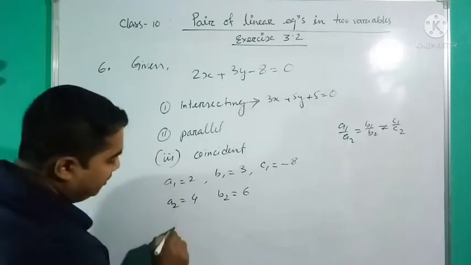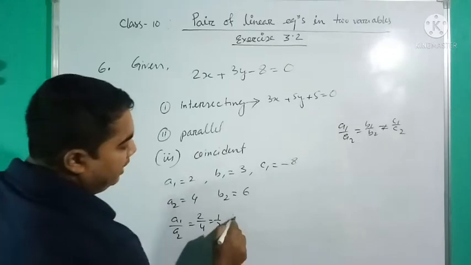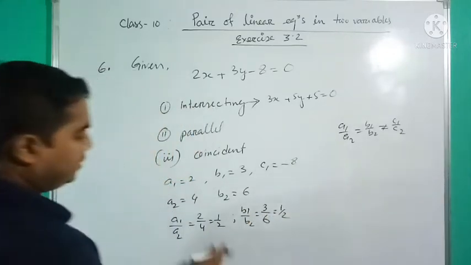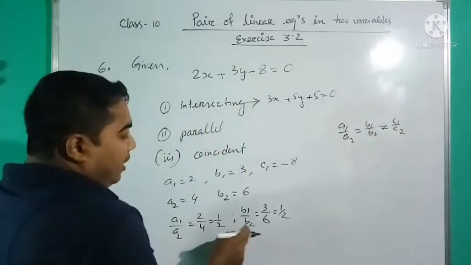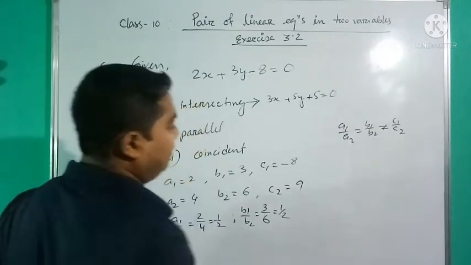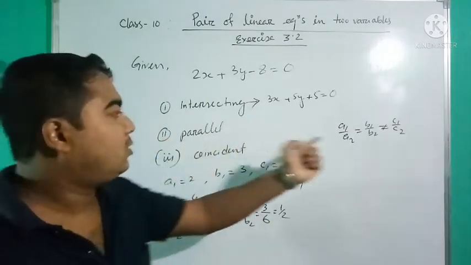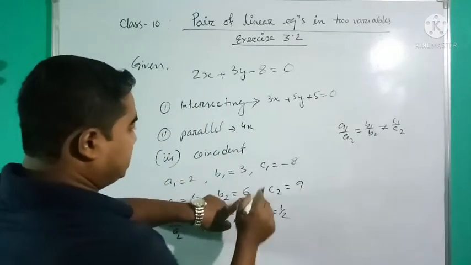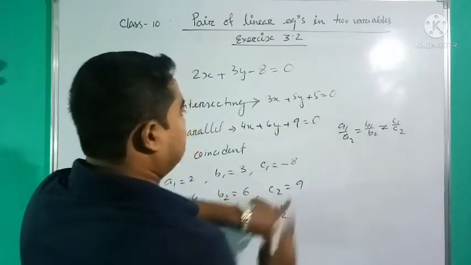Then 2 by 4 means a1 by a2 equals half, and b1 by b2, 3 by 6, is again half. They are equal but not equal to c1 by c2. So for c1 by c2 we don't want half, so I wrote 9. Now see, 8 by 9 is not half, which means it satisfies the parallel condition. So write the equation as 4x plus 6y plus 9 equals 0.